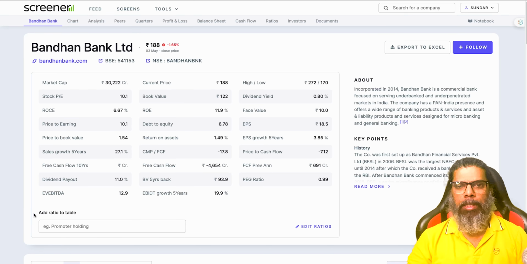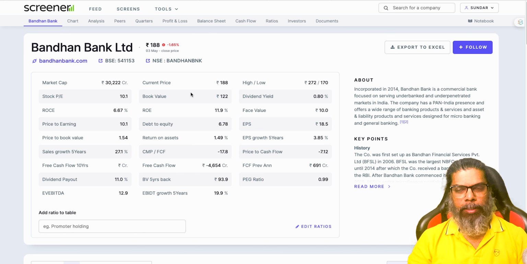Let's check some examples. Let's get into the example. Okay, we are looking at Bandhan Bank. So this is a bank. Since it's a bank, it's very important that we look into book value and price to book ratio, right? Now if you see, the book value is 122. How was the book value arrived at?